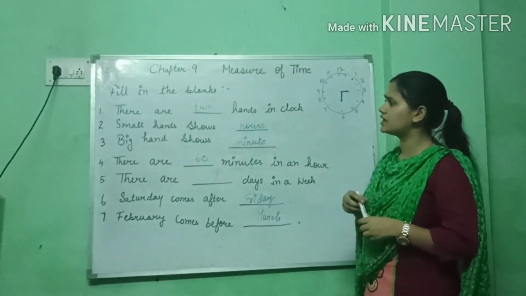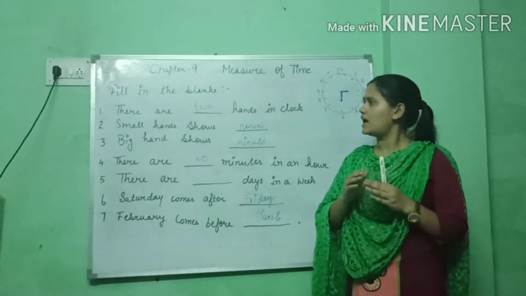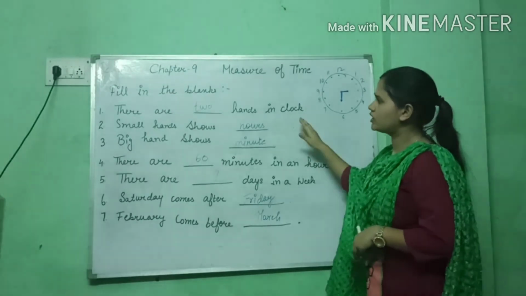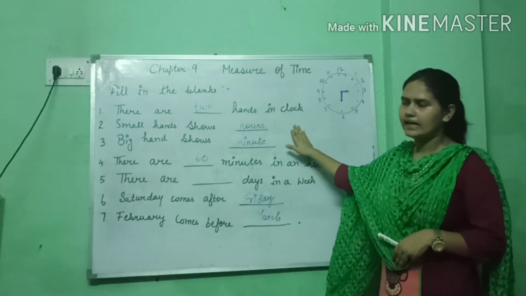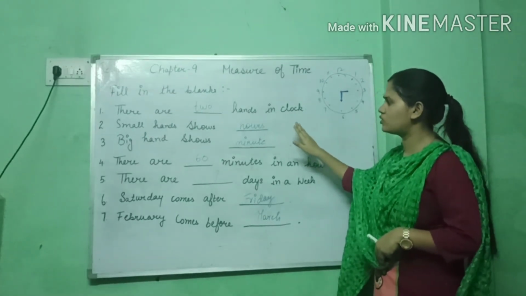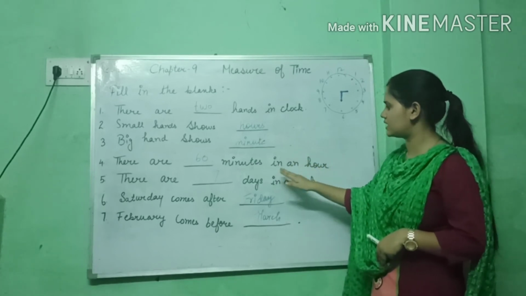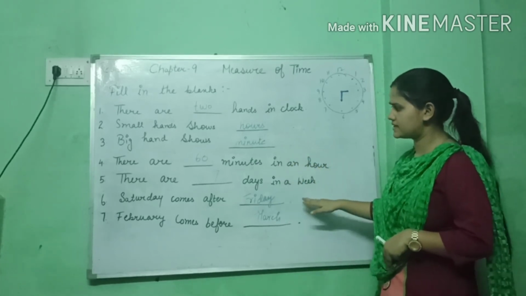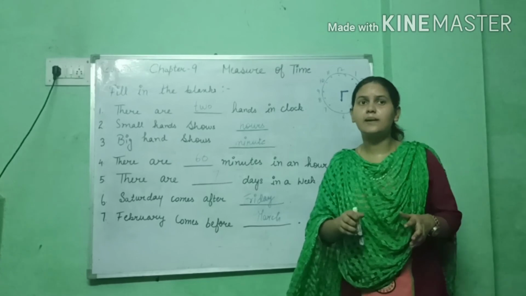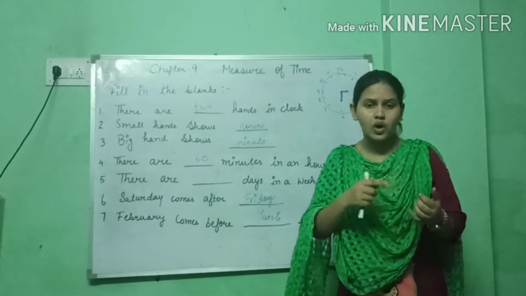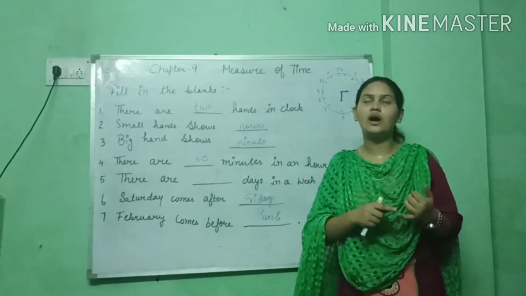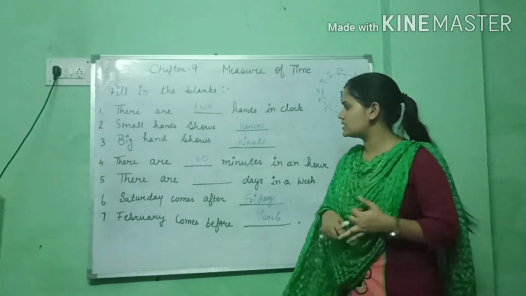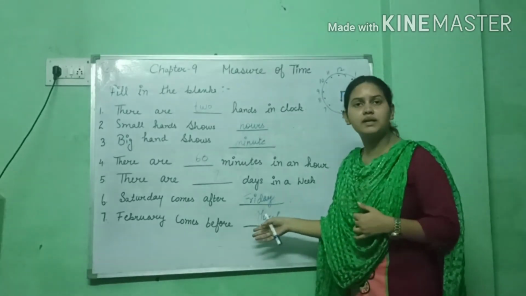So in this way we learn some major things. As we can see, firstly we learn about the hands of the clock, and then we come to know about hours and minutes, how many minutes are in 1 hour, about days, about months. So in this chapter what you have to learn? You have to learn about the hours, about the minutes, and about days, months of the year.